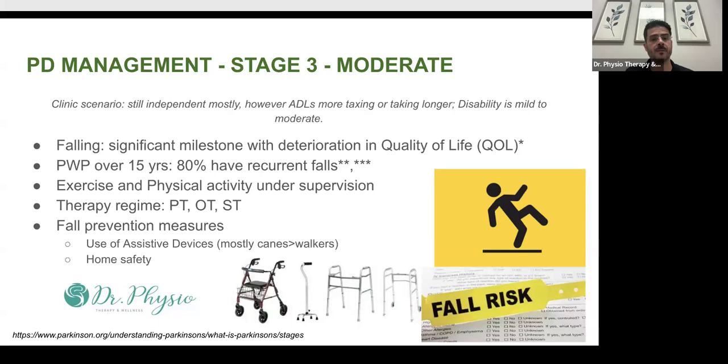It's a lot. All right. And at this stage, exercise and physical activity is still very important. However, at this point, not independently anymore, but now under supervision because of the safety aspect, right? We don't want the falls to happen, all right?